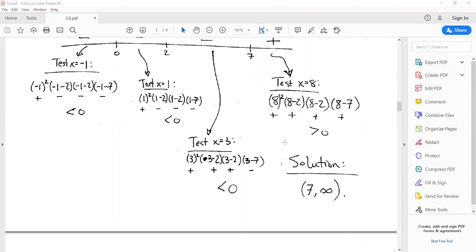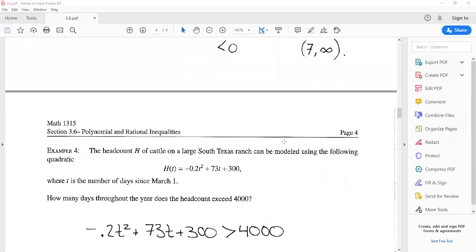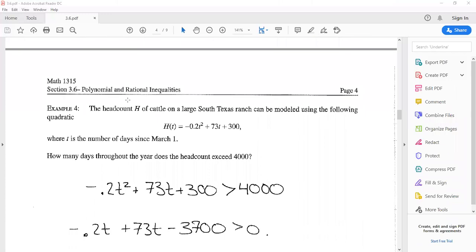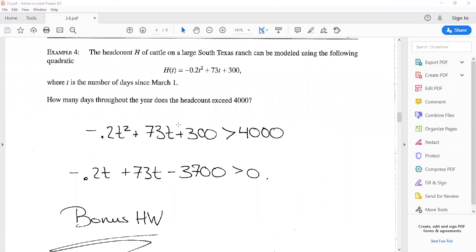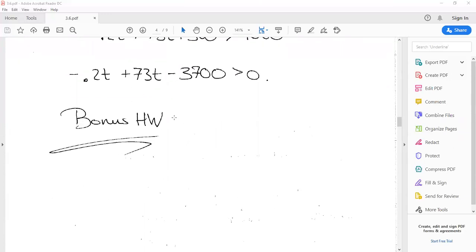And so let's see, the next one here, there's one about cattle on a South Texas ranch. I've set that up for you here, and you can knock it down for a bonus homework if you like. But when we come back, we'll meet rational inequalities and play this same exact game with not polynomials, but rather rational functions instead.